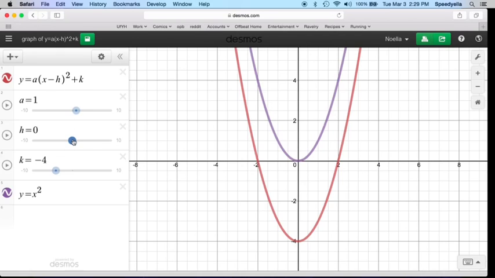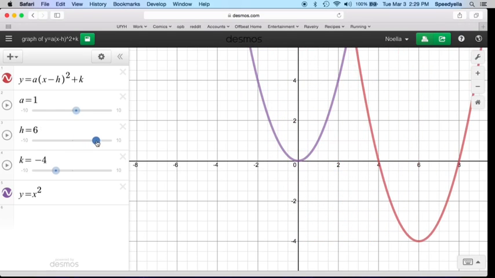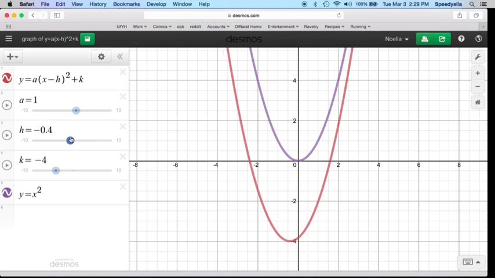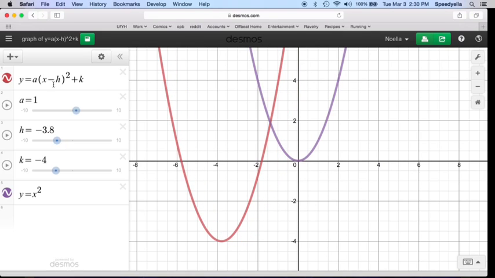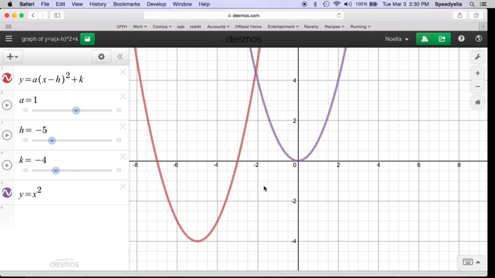So if I subtract h, it moves it to the right. So for instance, now, let me move it over here, my vertex is now at x equals 6, y equals -4. I can move my h back this way. If my h value is negative, that would make me add something in here. Then my vertex will be shifted to the left. So now my parabola has a vertex where x is -5 and y is -4.